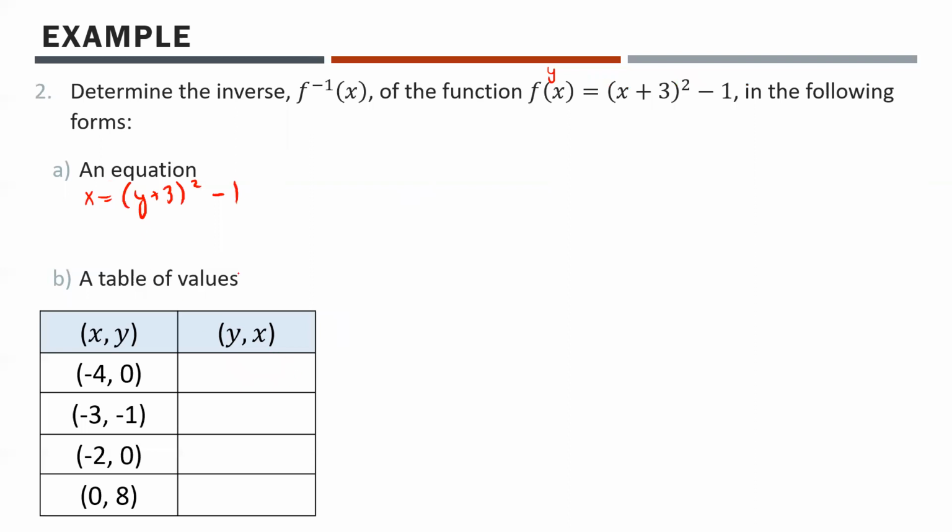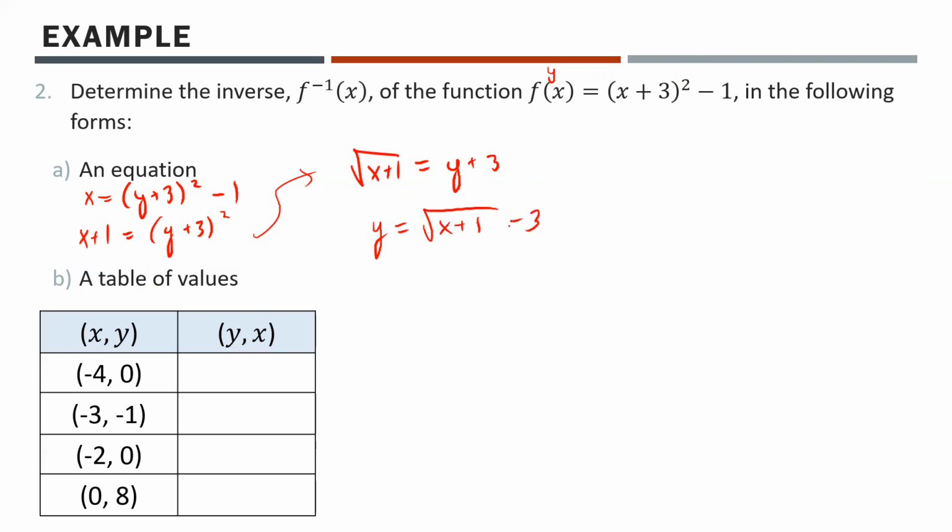We want to get y all by itself. We have to dig away everything else here first. So let's add 1 to both sides. So we have x plus 1 equals (y plus 3) squared. We want to get rid of that squared, so we're going to take the square root. This is going to be the square root of x plus 1 equals y plus 3. And then to polish this off, let's minus 3 on both sides. So we have y equals the square root of x plus 1, and then minus 3 on the outside of that square root right there. So that is our inverse function.